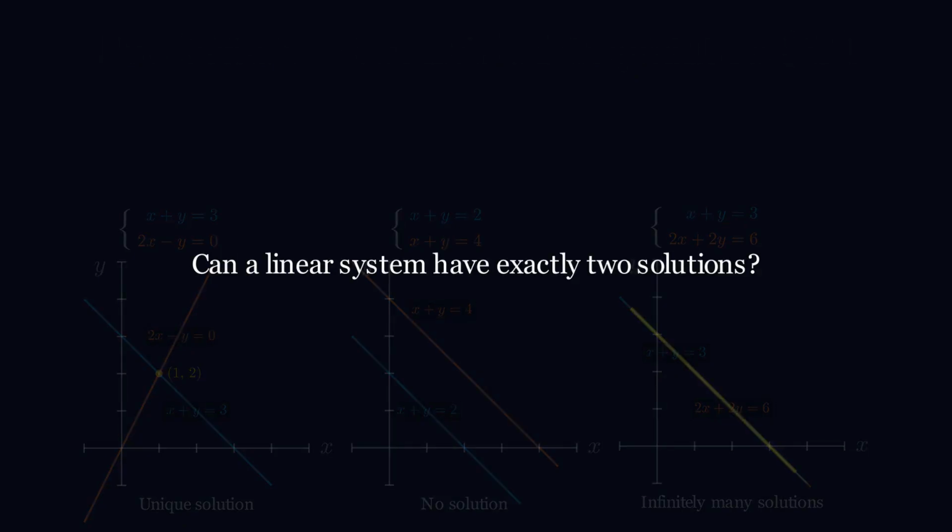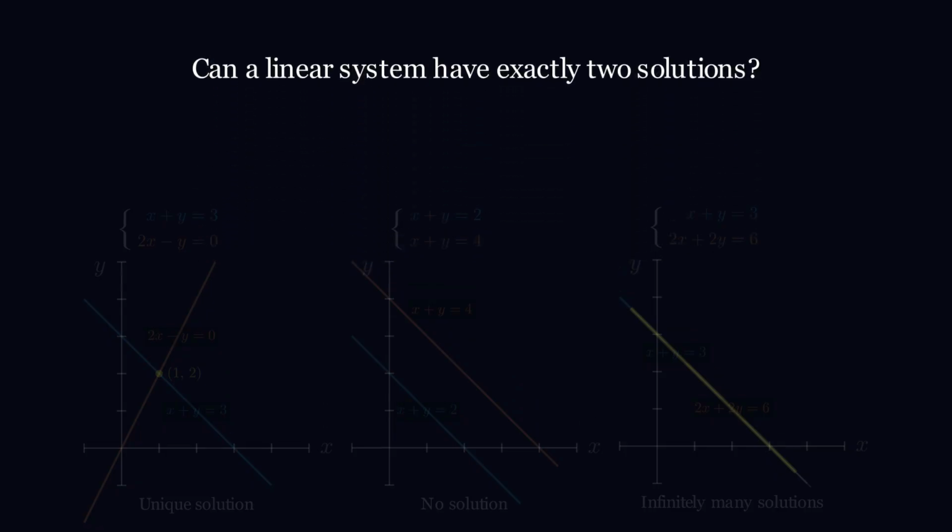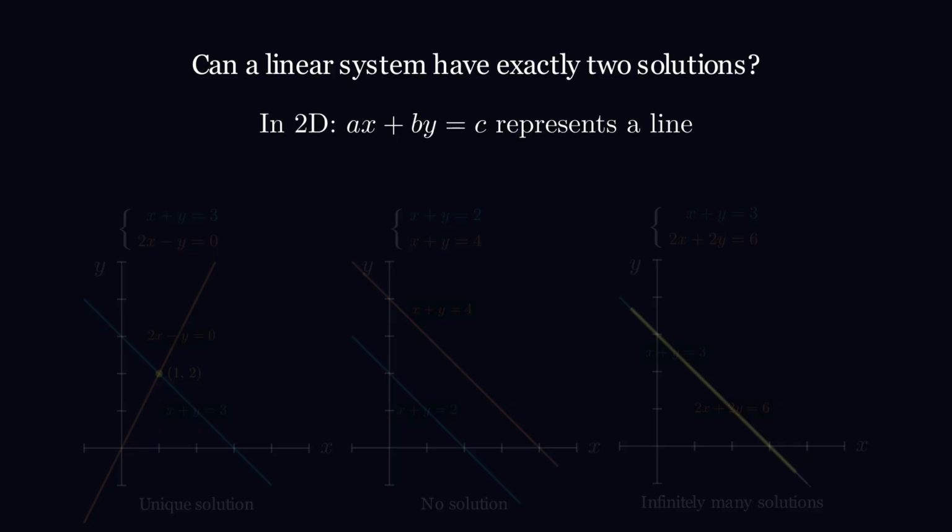And now here is the question. Can a linear system have exactly 2 solutions? Not 0, not 1, not infinitely, just 2 points. Remember that in two-dimensional space, a linear equation represents a line. Also, we know that through any 2 points, you can draw only one line. This means that if 2 lines intersect at 2 different points, they must actually be the same line. And this means that they share infinitely many points.